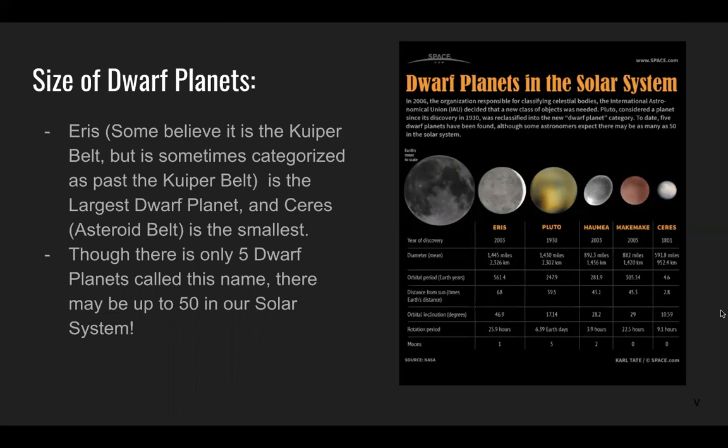Size of dwarf planets. Eris, which some believe is in the Kuiper Belt but is sometimes categorized as past the Kuiper Belt, is the largest dwarf planet, and Ceres, which is in the asteroid belt, is the smallest. Though there are only five dwarf planets called this name, there may be 50 in our solar system. There's only like 5 categorized officially as dwarf planets, but there are ranging numbers.